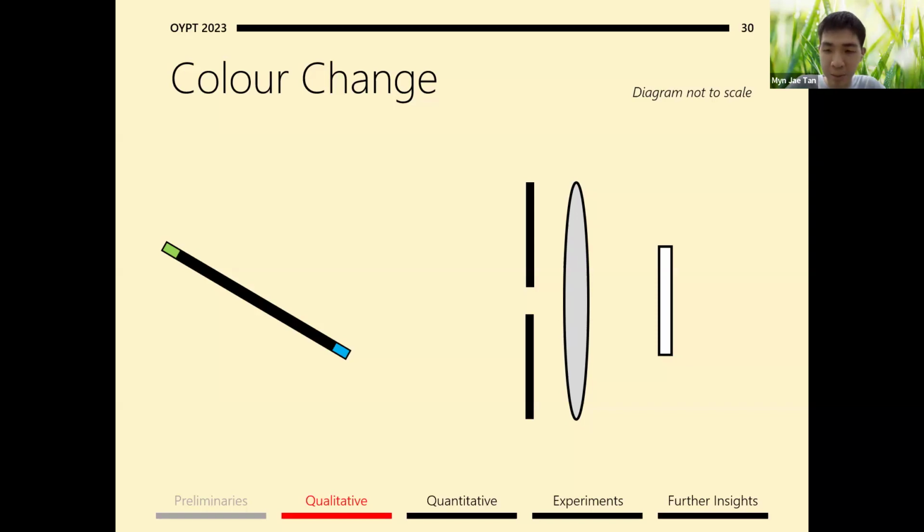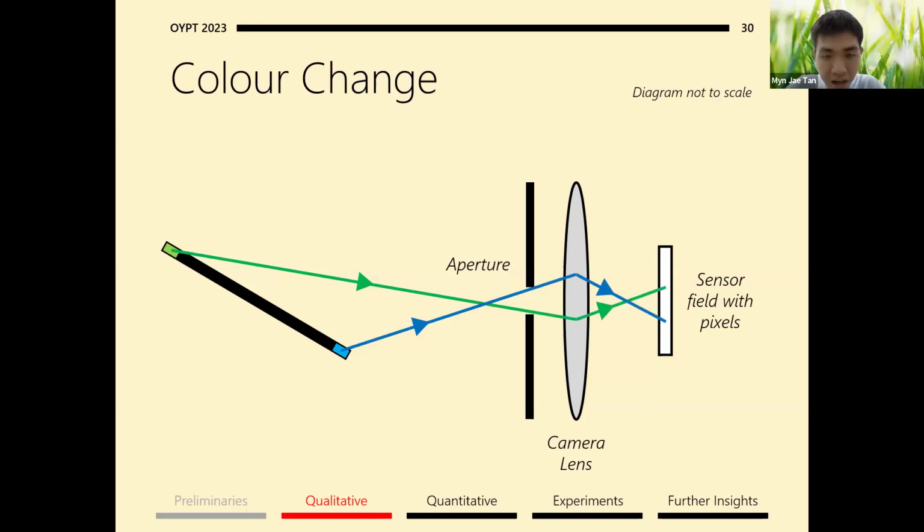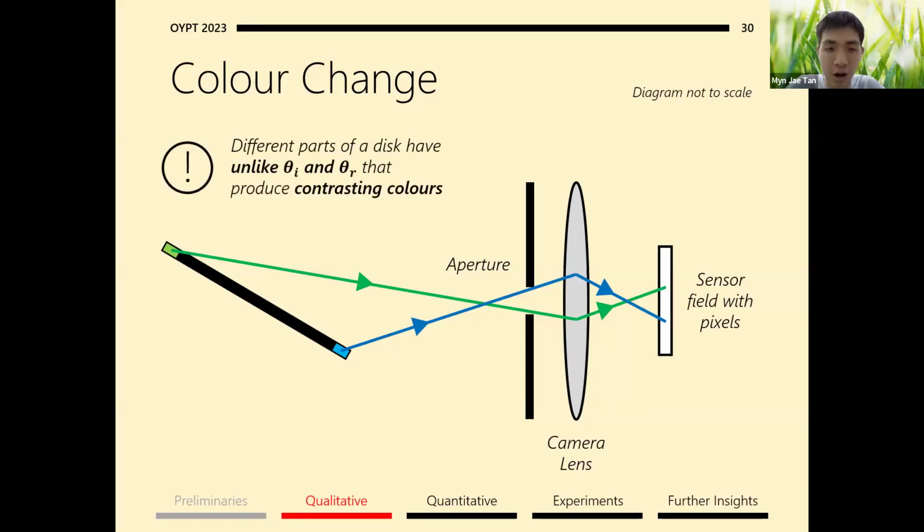To explain this, we look at the structure of a camera. We have an aperture and then the lens to focus the light. Behind the lens, we have a sensor with pixels that detect the light. So light from the top and the bottom of the disk will travel into the pixel sensors, as shown here. Because different parts of the disk have different incident and reflected angles, they produce different colors. Each pixel corresponds to a different part of the disk.